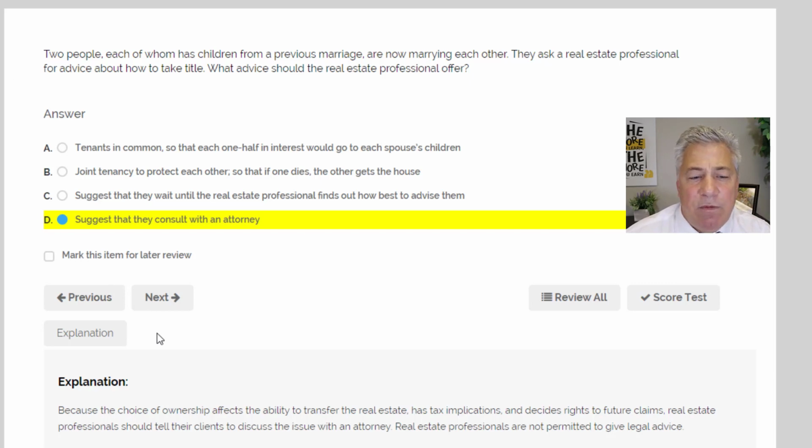Because the choice of ownership affects the ability to transfer the real estate, has tax implications, and decides the rights of future claims, real estate professionals should tell their clients to discuss this issue with an attorney. Real estate professionals are not permitted to give legal advice. They tell us that a lot through our licensing course. We're not attorneys. We don't give legal advice.